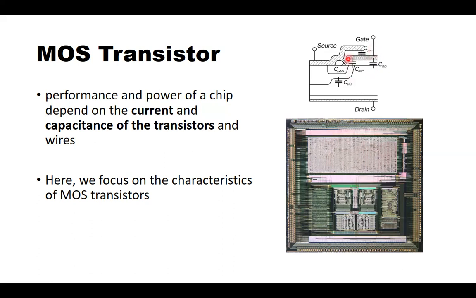And obviously, when the transistor is switched on, there is a current flowing through the device. And when it is switched off, there is no current flowing through the device. So based on that, power consumption will be determined.